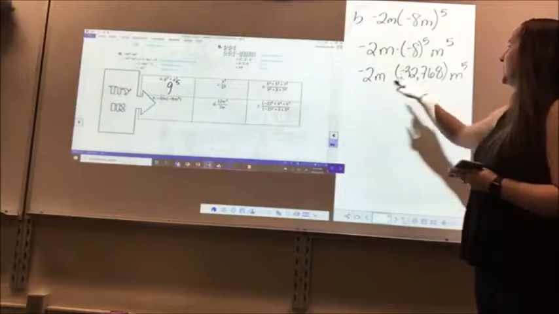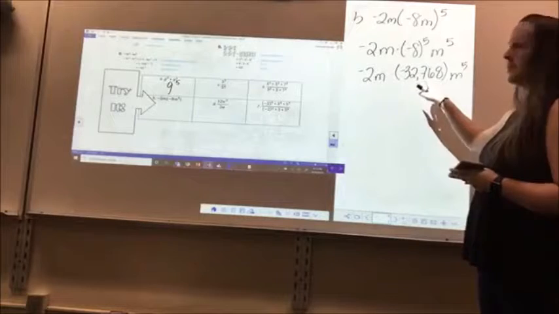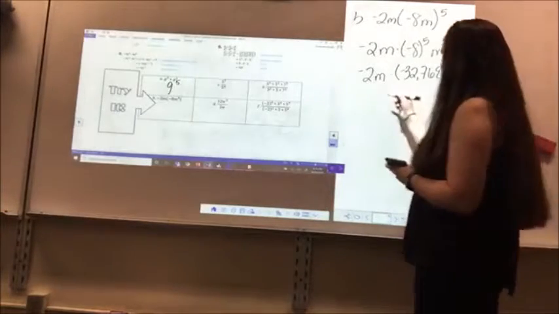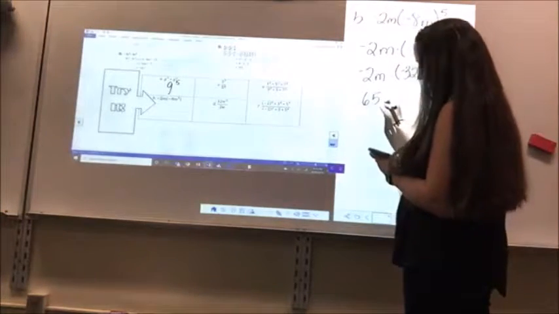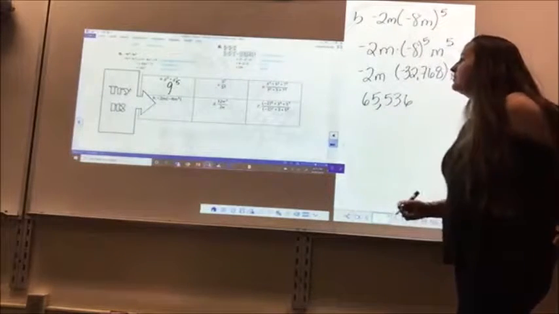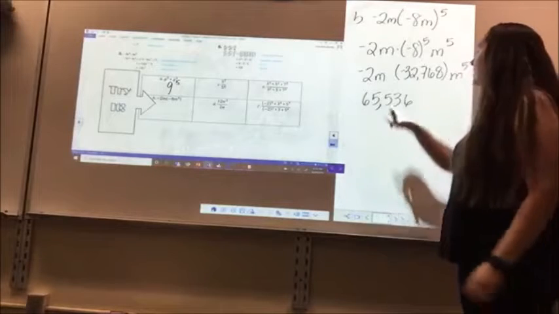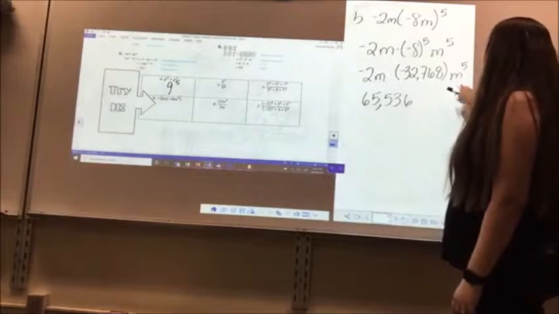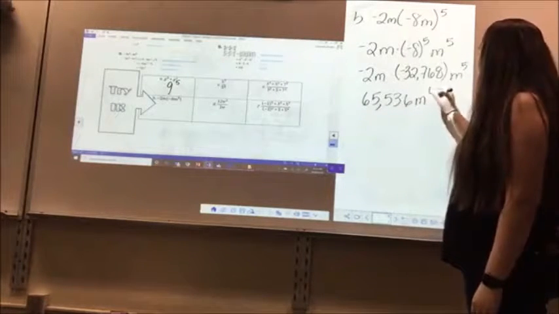So when I multiply negative 2 times negative 32,768, I get 65,536. Okay? And then I have 1 m here and 5 m's here, so I get m to the 6th power.